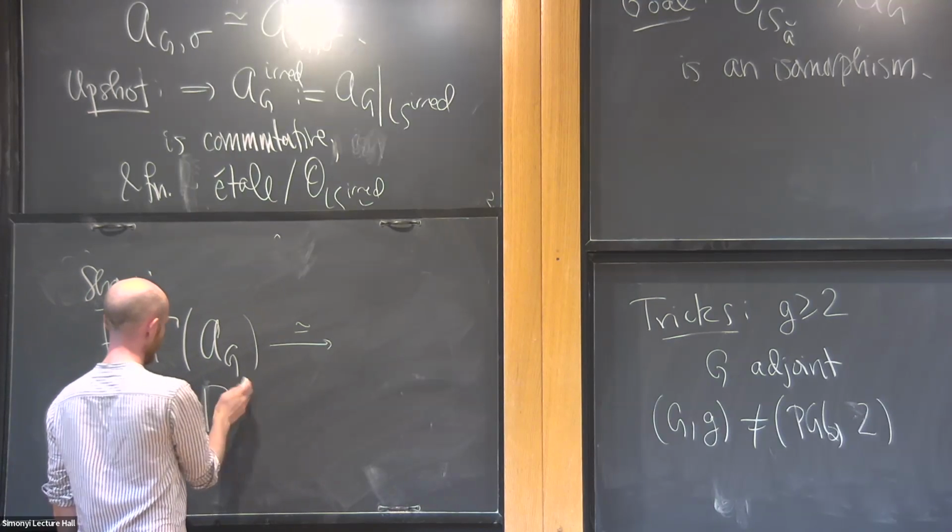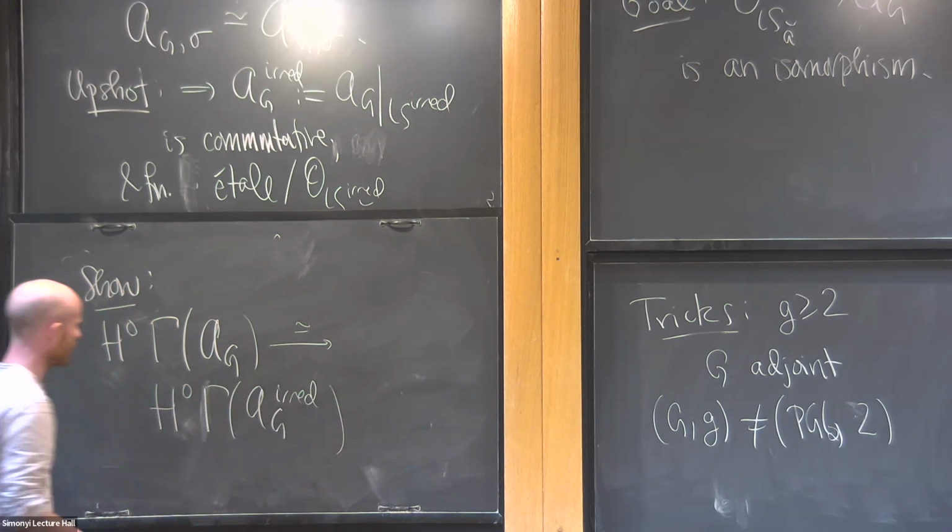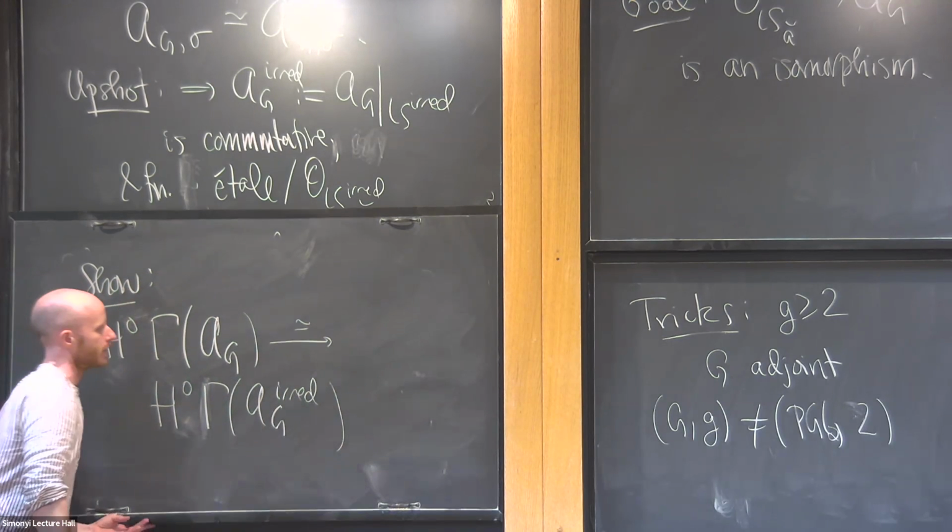So the assertion is that this A_G irreducible actually has the same global sections at the not derived level as A_G.